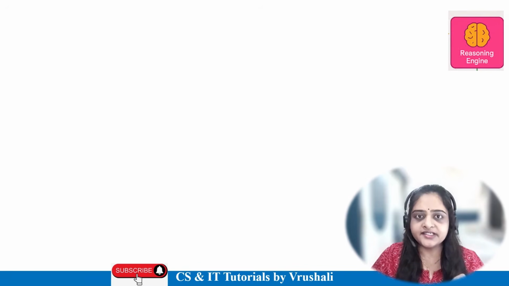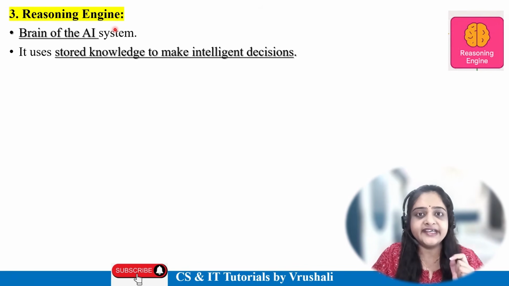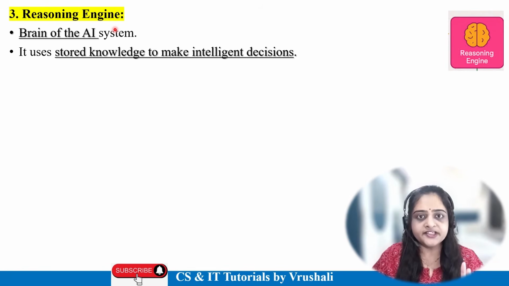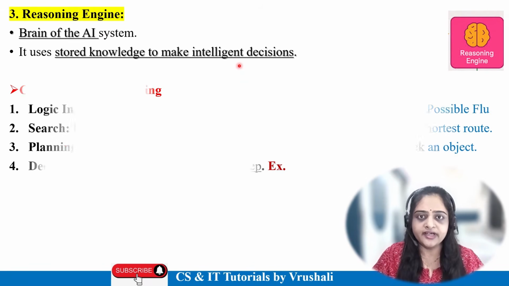Now, the next component is called the reasoning engine. See, first perception collects all the information from the environment. Second, the knowledge base stores that information. And after that, the reasoning engine makes the decision according to that stored information. That's why it is called the brain of the AI system. It uses stored knowledge and makes an intelligent decision accordingly.